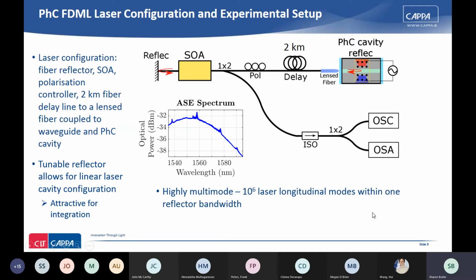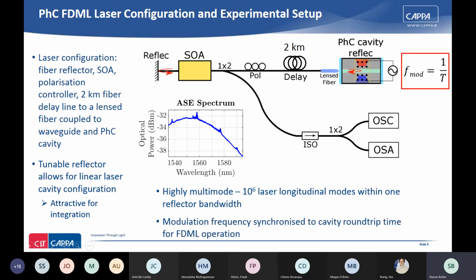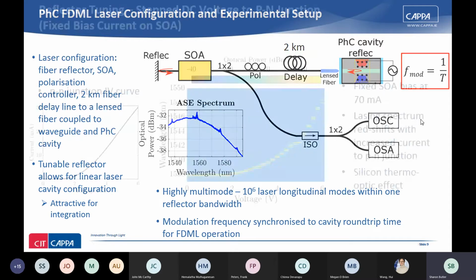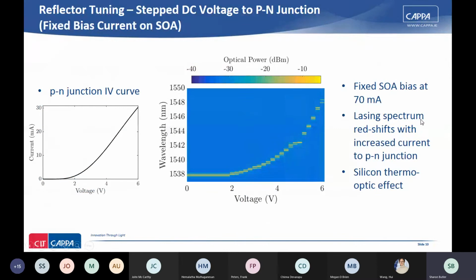So it's a highly multimode configuration. There's about 10^6 laser longitudinal modes within one reflector bandwidth because of the large cavity length here. And then for FDML operation, we'll apply a filter modulation that will match the cavity round trip time. But firstly, to look at the reflector tuning in DC steps.